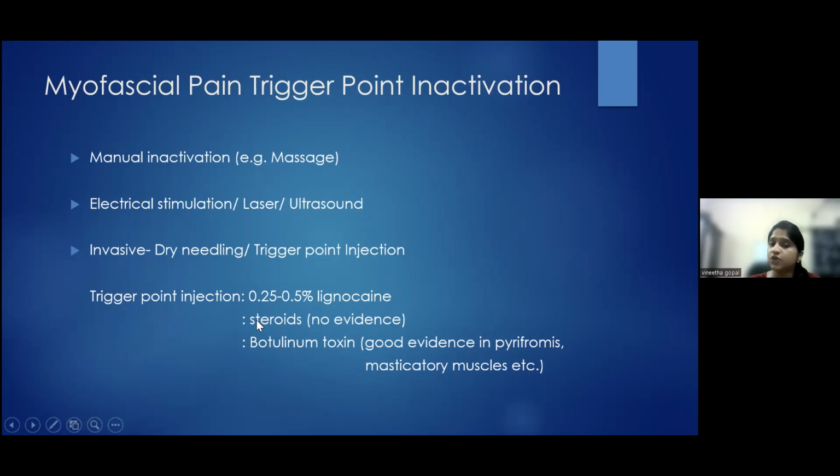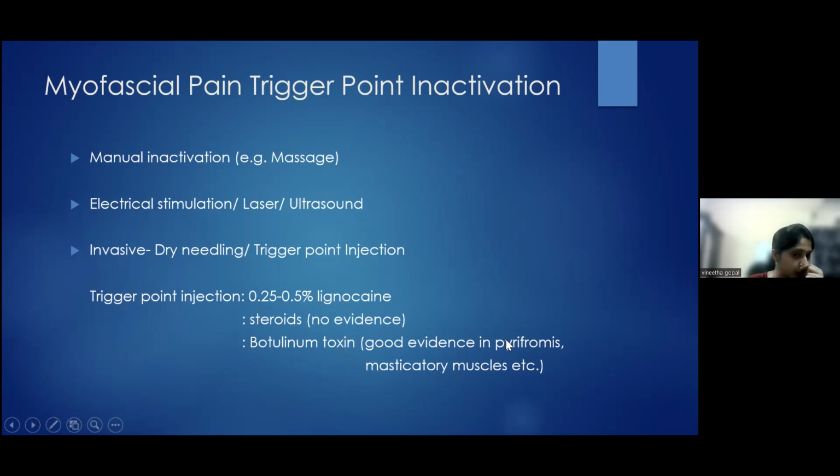Then steroids. There is no evidence. These days I don't use steroids at all, except in some muscles like piriformis and quadratus lumborum, sometimes in deep muscles, but otherwise no. Then botulinum toxin. Botulinum toxin has good evidence in certain conditions. One is piriformis, the other one is temporomandibular joint dysfunction due to masticatory muscle myofascial pain. So in certain situations, botulinum toxin has good evidence.